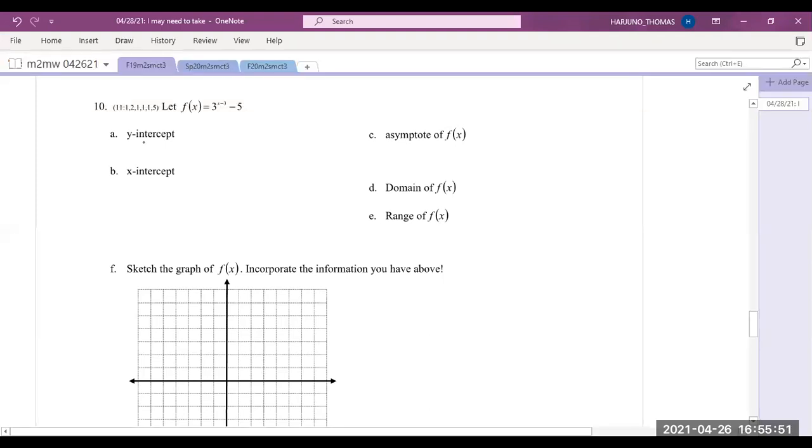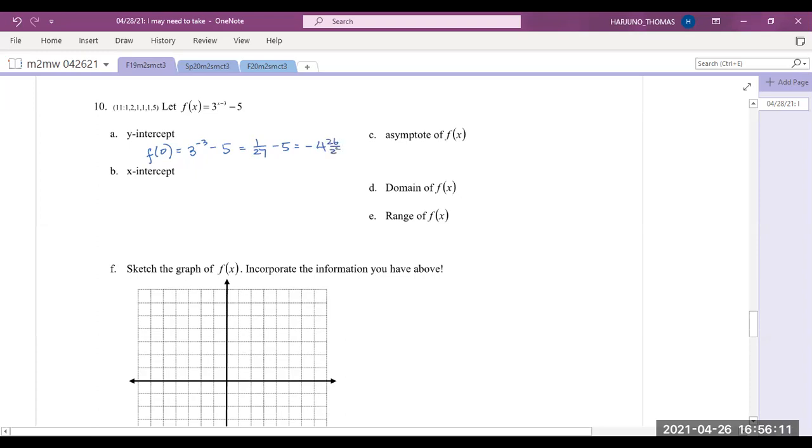So what is the y-intercept? The y-intercept will be f(0), just to remind ourselves, right? Okay, this is 3 to the negative 3 minus 5. That's 1 over 27 minus 5. That's negative 4.